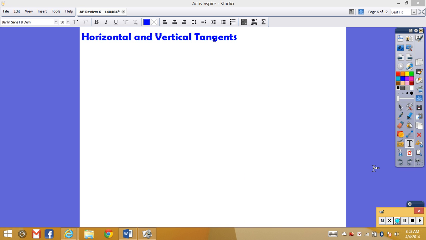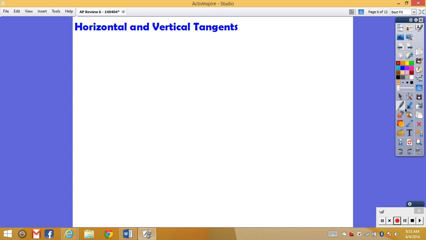Alright, I just realized that I completely forgot one topic for implicit differentiation that shows up on a lot of free response questions. Horizontal and vertical tangents, which you already know, but in implicit there's a little extra algebraic step. So horizontal tangents happen when your derivative is 0, and vertical tangents happen when your derivative is undefined.